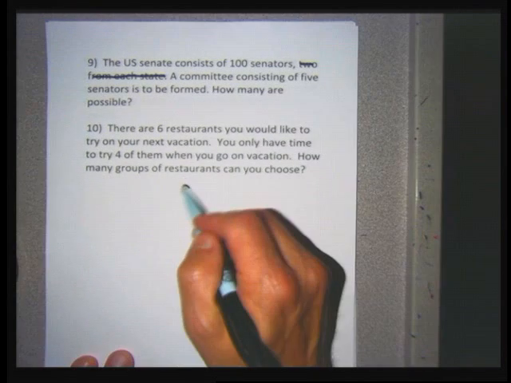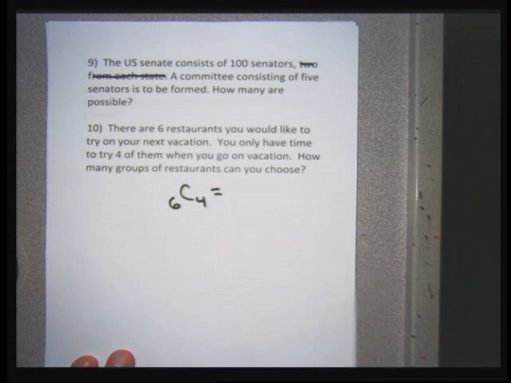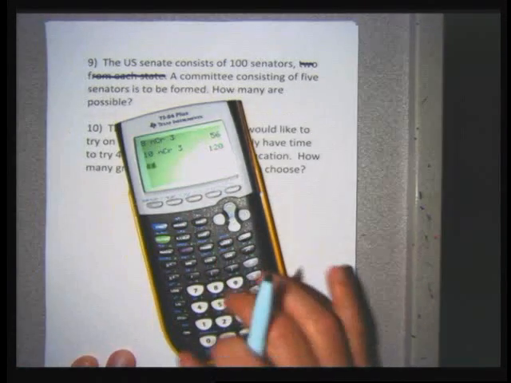So it's a combination problem, and I'm assuming I'm not going to eat at the same restaurant more than once. I'm going to try 4 different restaurants from the 6. And the order that I pick them in doesn't matter, so it's 6 choose 4.